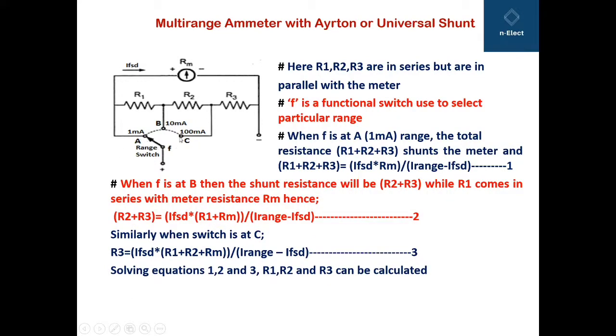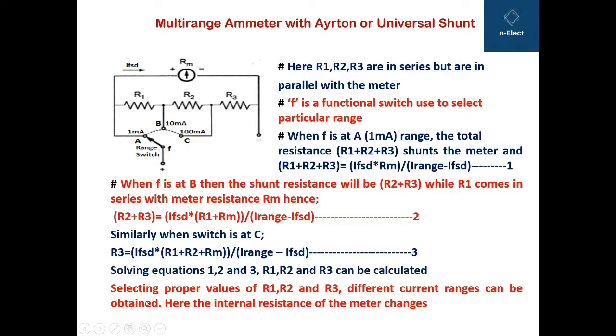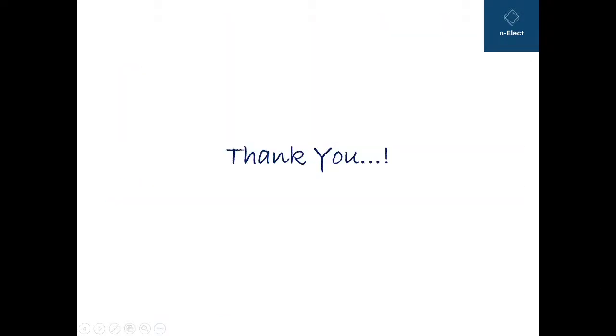Similarly, when the switch is at position C, at that time R1 plus R2 plus Rm will come in parallel with R3, and therefore for calculating R3, the formula will be IFSD into R1 plus R2 plus Rm divided by I range minus IFSD. Solving equations 1, 2 and 3, we can calculate the values of R1, R2 and R3. Selecting proper values of R1, R2 and R3, different current ranges can be obtained. Here, the internal resistance of the meter changes.